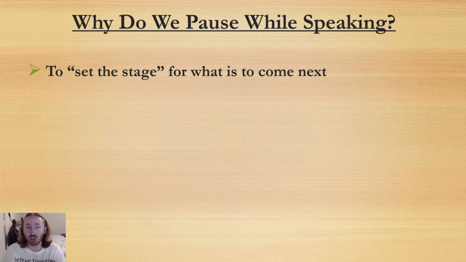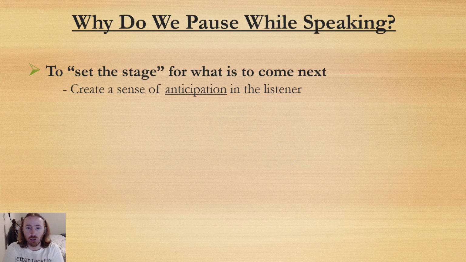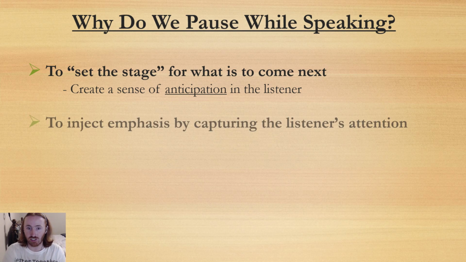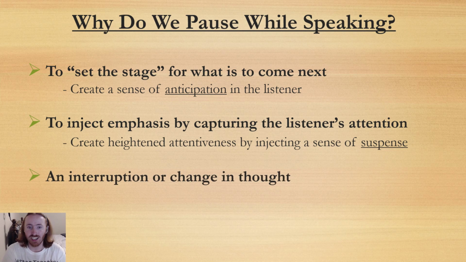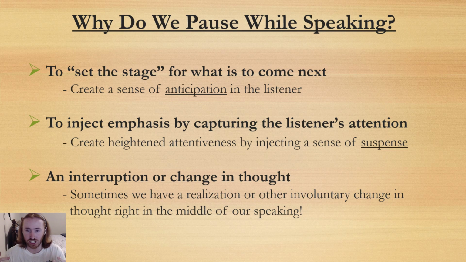The main reason that we do this is to, quote, set the stage for what comes next. You create a sense of anticipation in the listener. The next reason that we pause while speaking is to inject emphasis by capturing a listener's attention. What I mean is you create heightened attentiveness from someone listening to you by injecting a sense of suspense. Another reason that it happens is an interruption or a change in thought. Sometimes while talking, we have a realization or there's some other involuntary change in what you're thinking right in the middle of it, and that causes you to stop for a second and go off in another direction. And so these are the emotive things that colons and dashes express or communicate whenever you see them in writing.